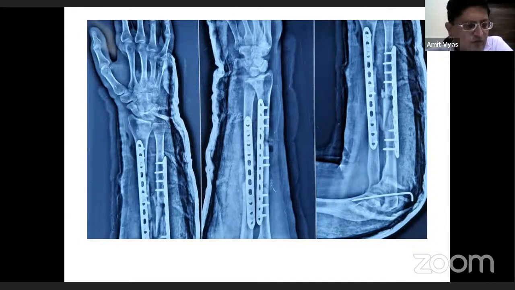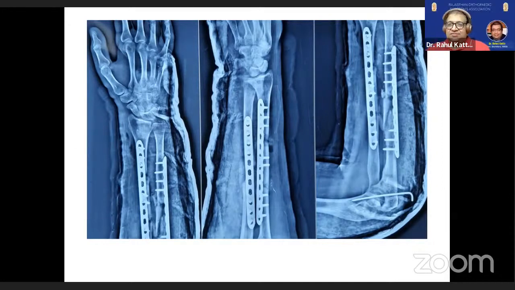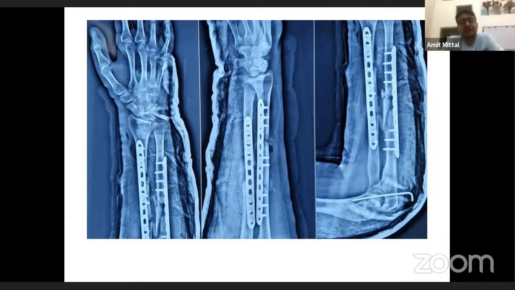One question from the audience: would first fixation of the radius have saved this problem? Anyone want to comment on this? That depends on how you restore the mechanics and length of the forearm, of both the bones. That depends, Amit. When you fix the ulna and then plate the radius temporarily, at that time you check the radial head, or you check the radial head after complete fixation.